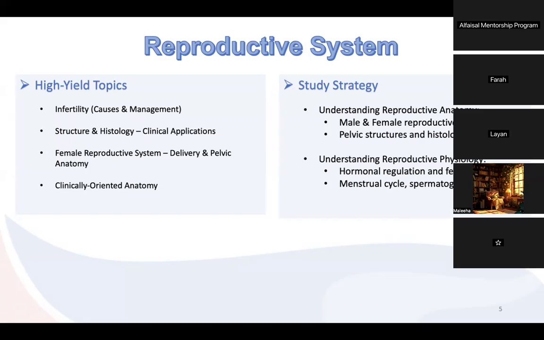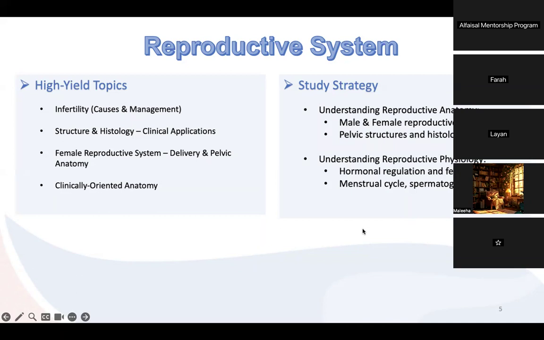Also, you have to focus on the female reproductive system, especially delivery and pelvic anatomy. Pelvic anatomy is discussed really well in the labs, so try to study the lab material very well, and it will be really helpful, inshallah. The same thing as I told you: male and female reproductive organs for anatomy, and pelvic structures and histology.